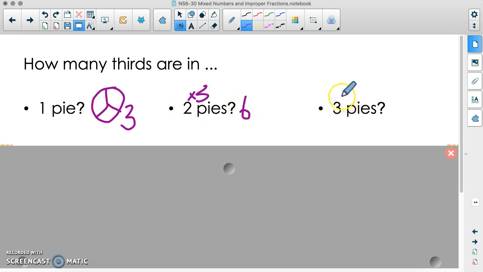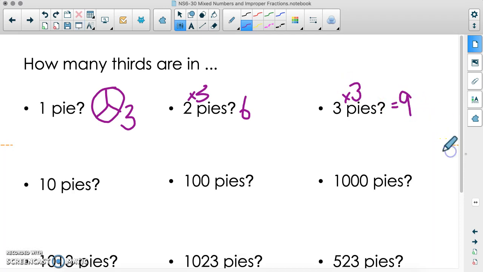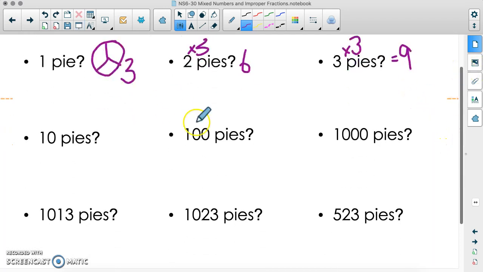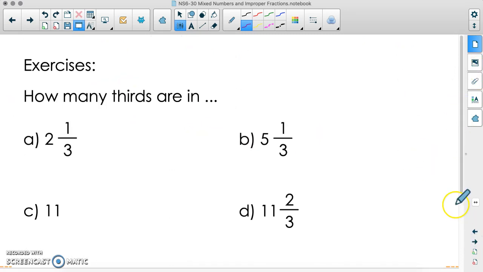I'm going to do the same here. If there's 3 pies, they're cut into 3 pieces each. I'm going to times it by 3. There's going to be 9 thirds. Okay, you could continue on with all these numbers just by multiplying by 3.